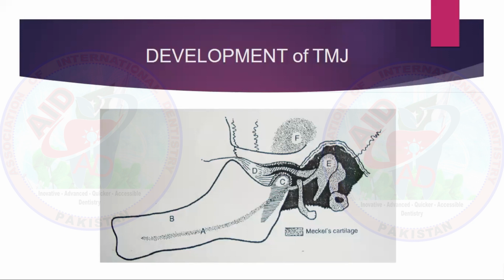One attachment is by means of the Meckel's cartilage or sphenomandibular ligament, which is the remnant of the Meckel's cartilage, to the malleus, and the posterior ligament attachment to the incus in the middle ear. This we will study in detail when we are going to study the ligaments after the temporomandibular joint.